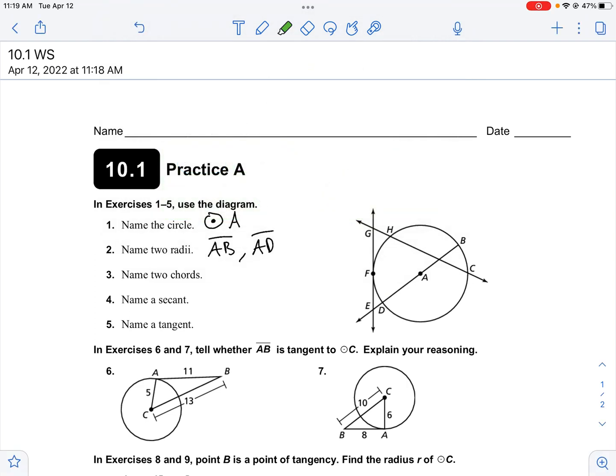Next, we're asked to find some chords. A chord just means it goes from one side of the circle to the other. So we have HC. Now remember, a chord is a line segment. The other one that we have is here, BD. But you might be saying, Mr. Hunter, isn't BD the diameter? And you'd be right, it is. But remember, a diameter is a special chord.